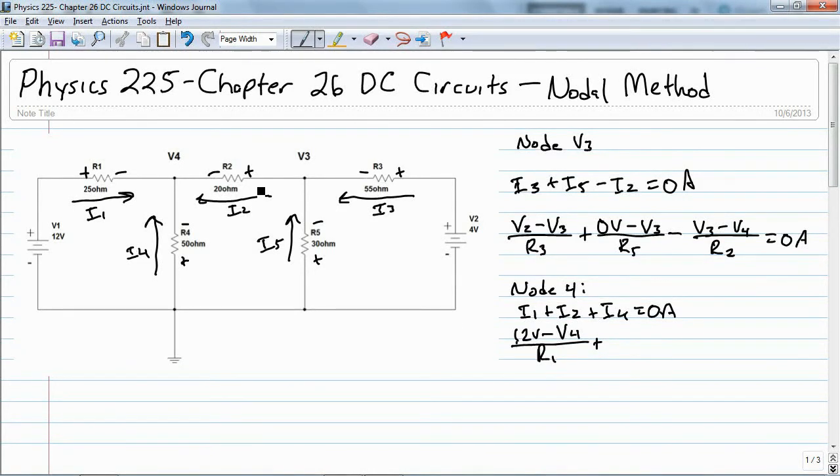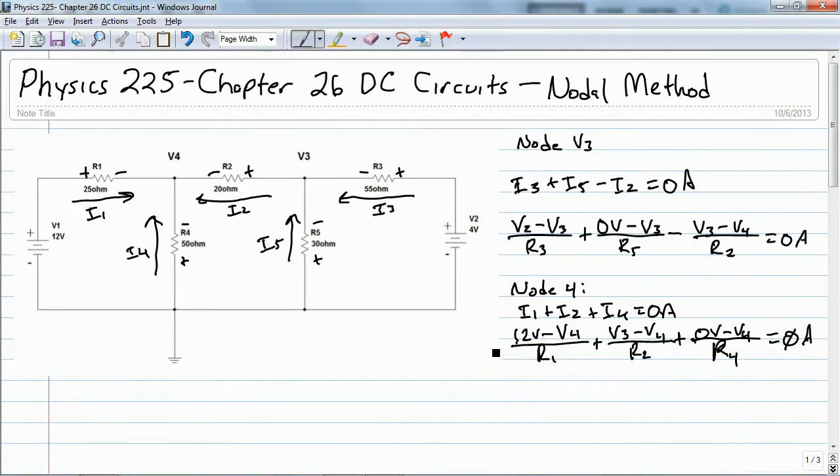plus, for I2, the tail is at V3 minus V4, because V4 is at the tip, over R2, and we have plus, the tail is at 0 volts, the tip is at V4, and that's going to be divided by the resistor R4, and that's equal to 0 amps.